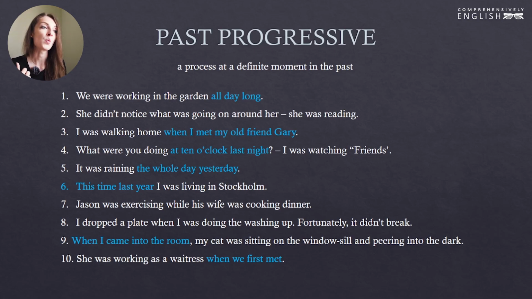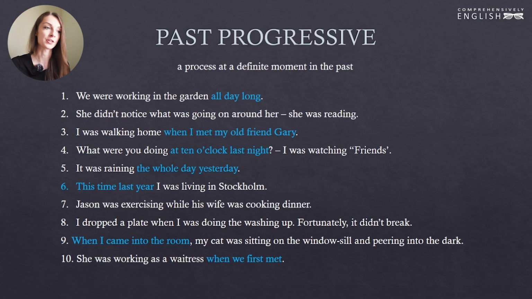I was walking home when I met my old friend Gary. When I met my old friend Gary is a particular moment in the past. That's why we use the past progressive tense with I was walking home, right? When I met him. What were you doing at 10 o'clock last night? At 10 o'clock last night, a defined moment in the past. I was watching Friends at 10 o'clock last night. It was raining the whole day yesterday. The whole day means that something was going on for a longer while.